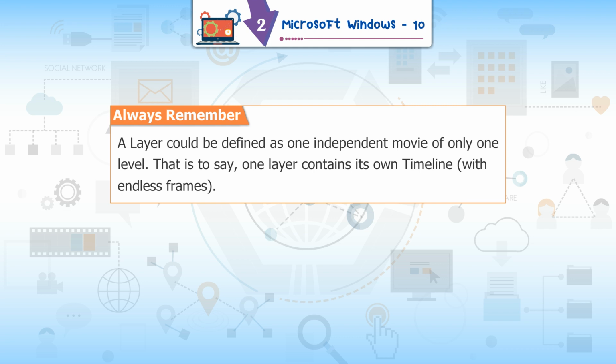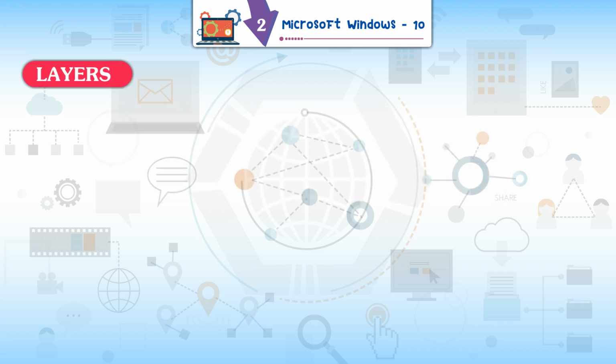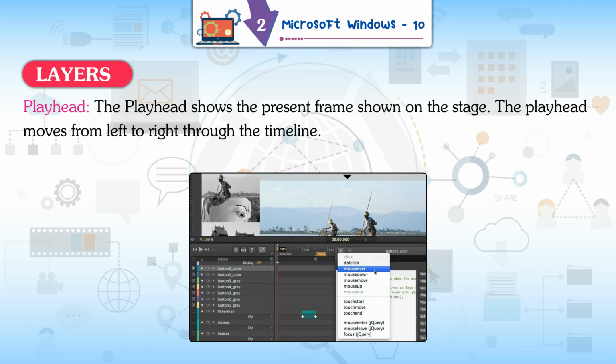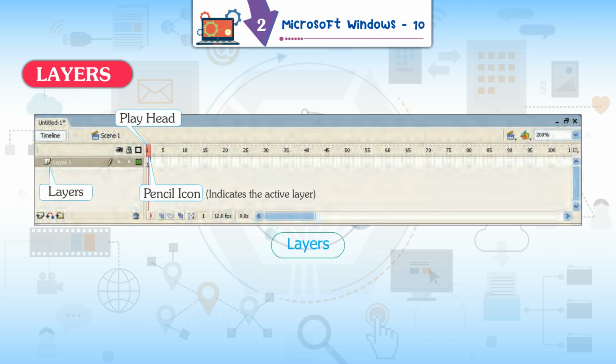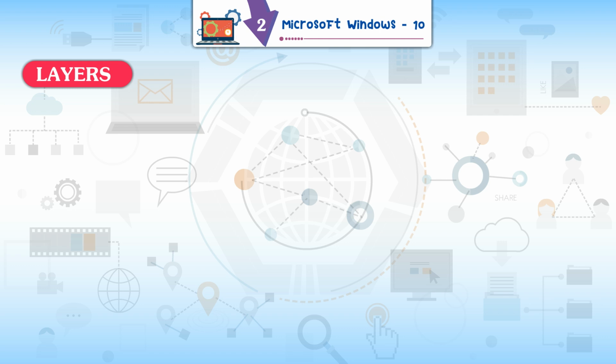Always remember, a layer could be defined as one independent movie of only one level. That is to say, one layer contains its own timeline with endless frames. Playhead. The playhead shows the present frame shown on the stage. The playhead moves from left to right through the timeline.